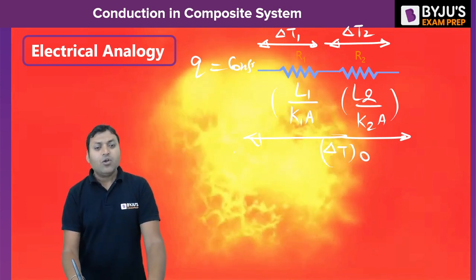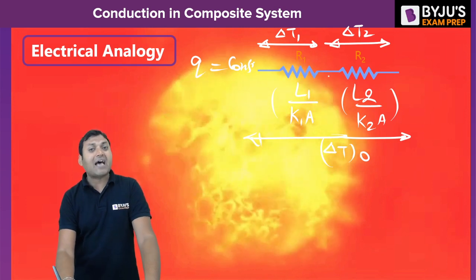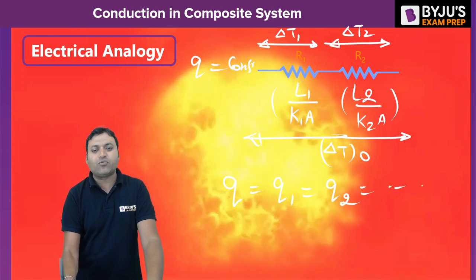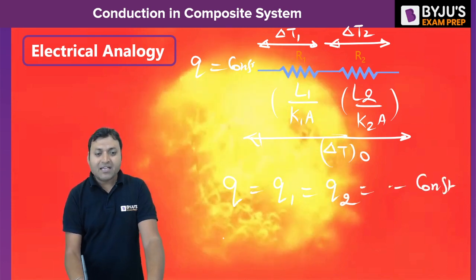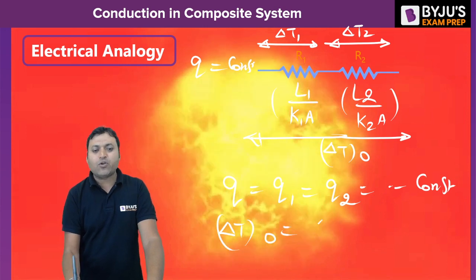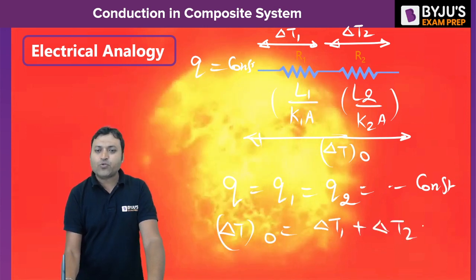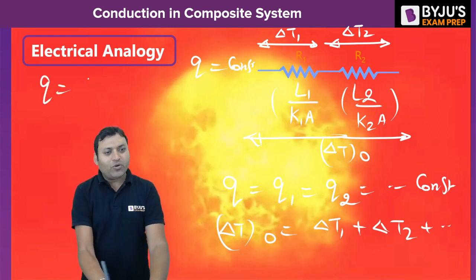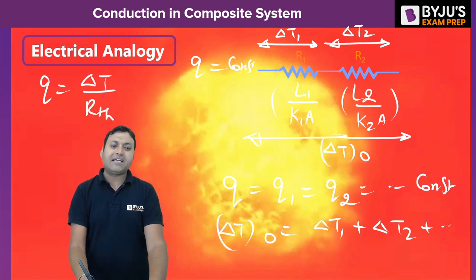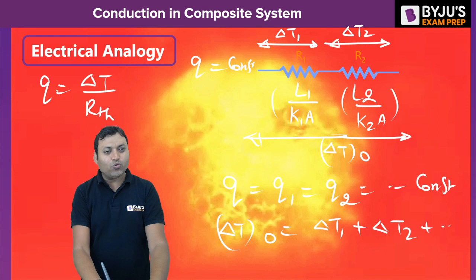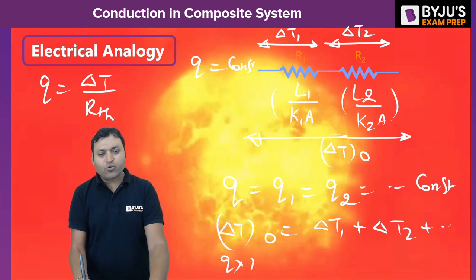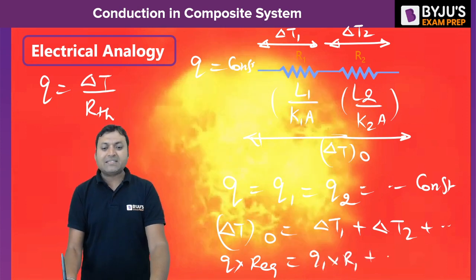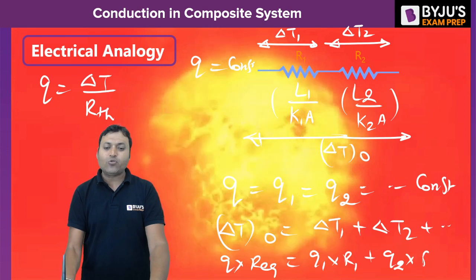So from here we can say, because the resistances are connected in series, Q1 is equal to Q2 is equal to Q, which will remain constant, and the overall thermal potential will be equal to delta T1 plus delta T2 plus delta T3 and so on. If we use Ohm's law, Q is equal to delta T upon thermal resistance, isn't it? So delta T overall can be written as Q into R equivalent. Q into R equivalent will be equal to delta T1, which can be written as Q1 into R1, plus delta T2, which can be written as Q2 into R2, and so on.